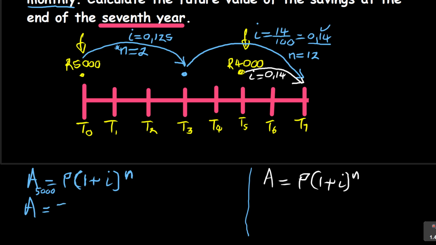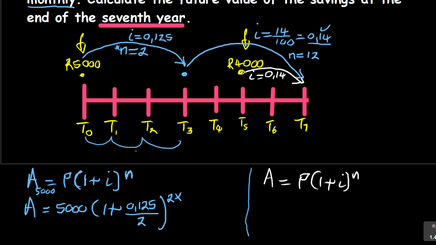So my P is 5,000. You put a bracket, which is 1 plus my I. That's where the I is. It's 0.125. Then I said there is a compounding of n. That's where you divide by that 2. Then you close, and put it to the power 2, and then multiply by the years. How many years here? From T1, this is 1, 2, 3 years.